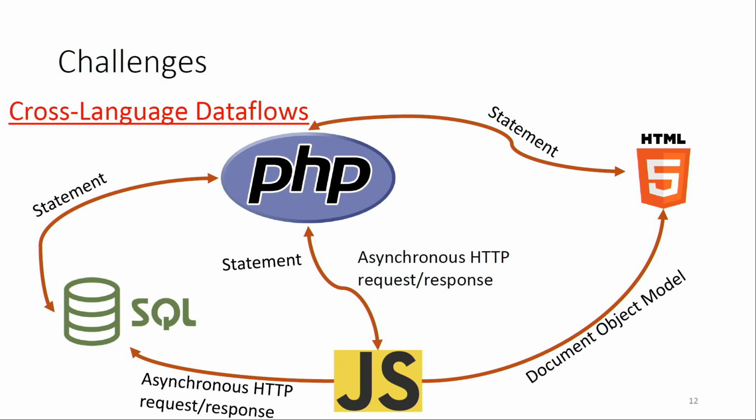For example, JavaScript interacts with PHP using asynchronous HTTP requests and responses, whereas it interacts with HTML using the Document Object Model API, the DOM API. At the same time, PHP communicates with JavaScript using asynchronous HTTP requests, but it interacts with HTML or the SQL using statement-type responses, such as echo or other types of responses. So this kind of heterogeneous data flow makes it very challenging to analyze GDPR regulations, to analyze how data is flowing across the web platform, and to find whether they actually comply with the GDPR regulations or not.